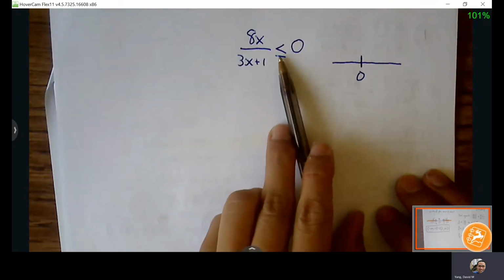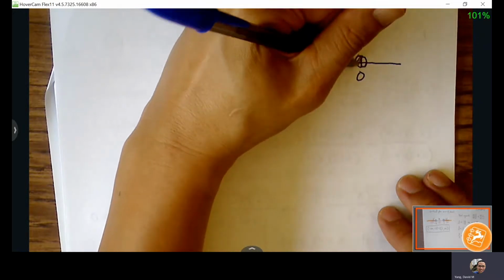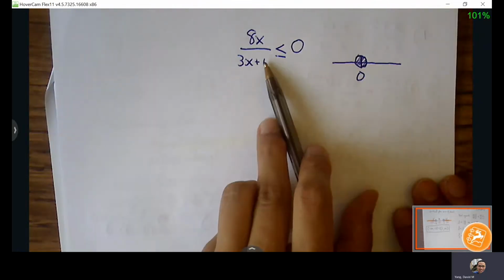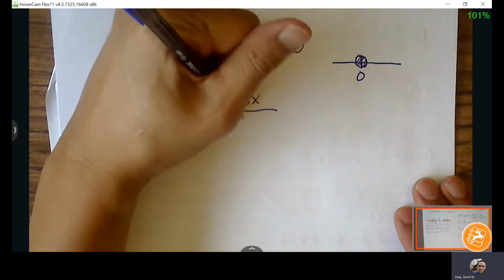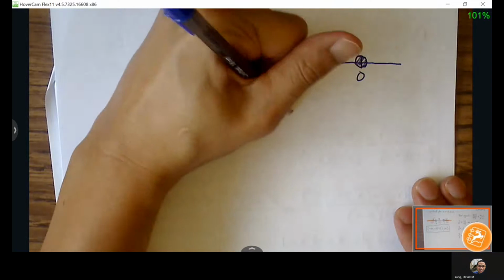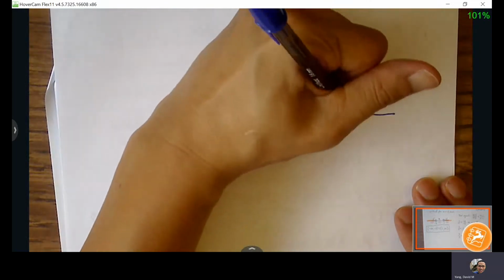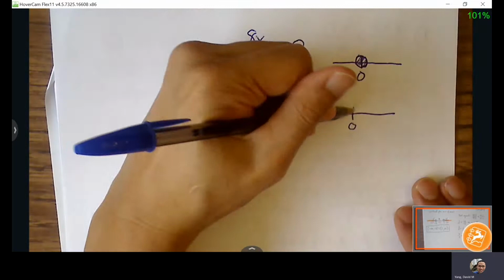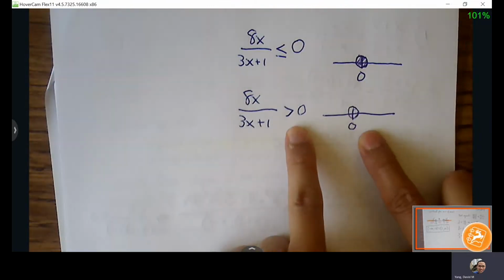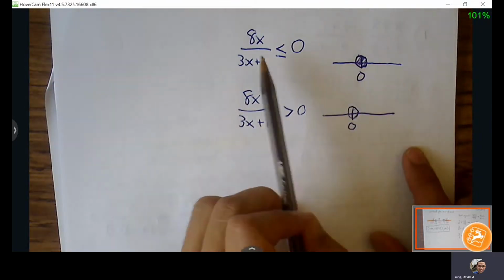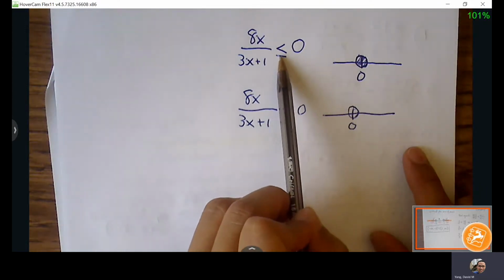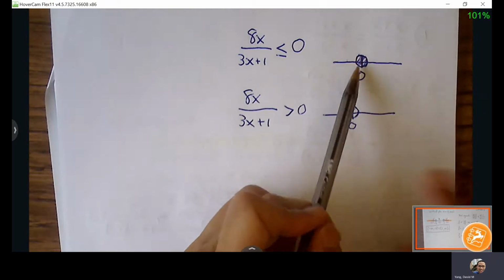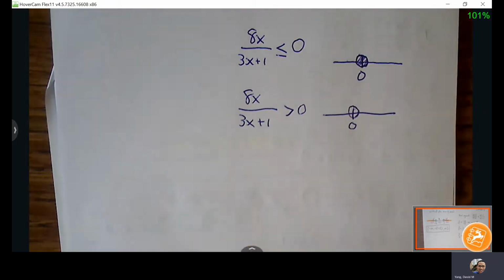And because there's a line underneath that inequality, that will tell us that we'll have to shade that in. Okay. But if it was something like this, where the critical point is 0, but there's no line under the inequality, that means we're going to keep that as an open circle. So the only time we close in the circle is if the critical point is from the numerator and there's a line underneath the inequality. Any other situation, your critical point is always going to be an open circle.